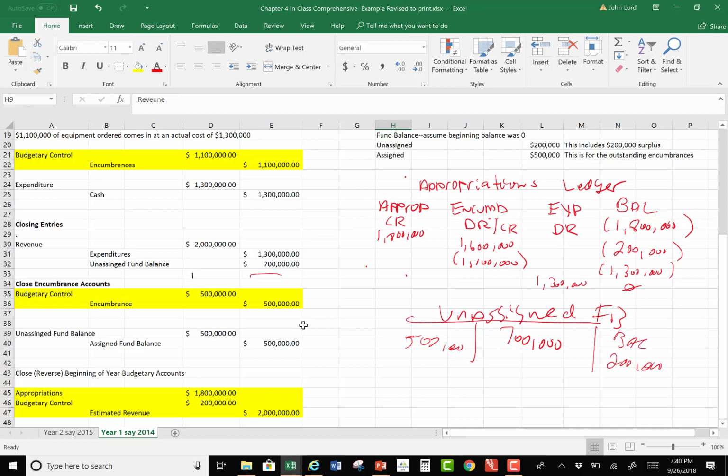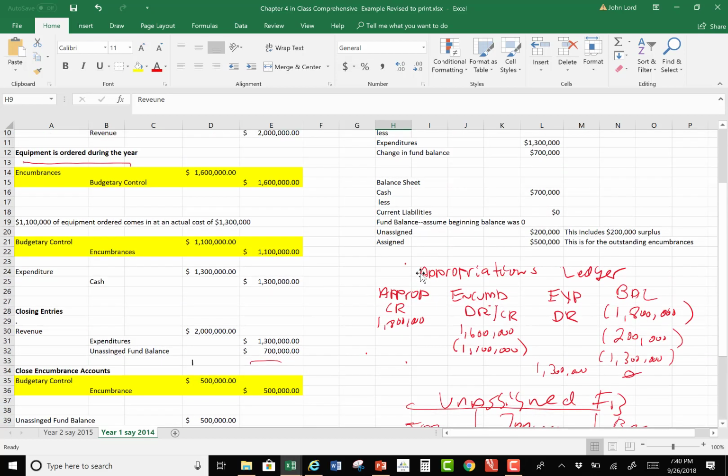And I'm not going to tee up the assigned because it's just the one entry. The assigned is 500,000. Do I need to tee it up? Okay. I'll take that as a yes. Don't tempt an accountant to make a T account. The assigned just got credited for 500, didn't it? Okay, and so what happens?